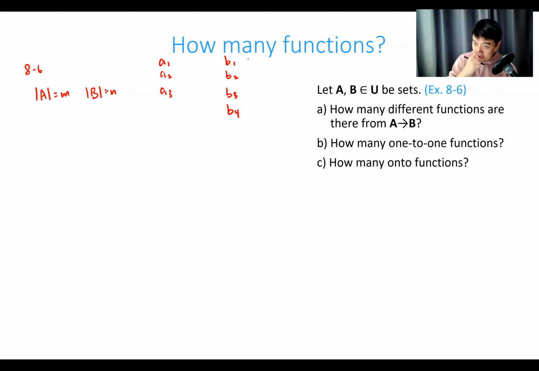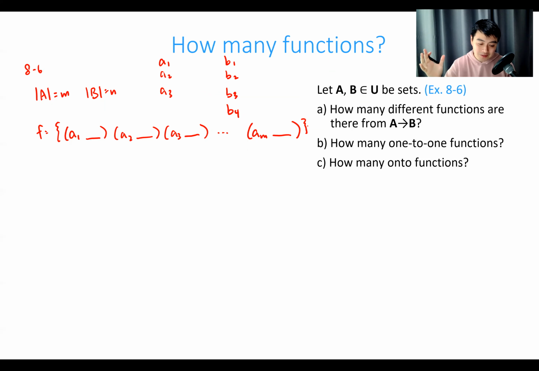Now we want to define the number of functions in this case. So let's imagine that we have a function and we're defining a mapping that goes from A1 to somewhere, from A2 to somewhere, from A3 to somewhere, all the way up to AM goes somewhere. When I say go somewhere, it means one of the B's, one of the outputs. So for example, if I look at A1, how many choices do I have to draw this arrow from A1? The answer here is 4, right? In fact, it's equal to n. So there are n ways to fill this box.